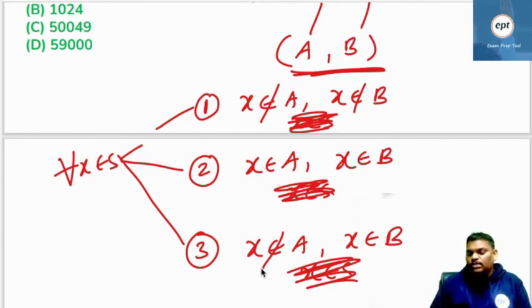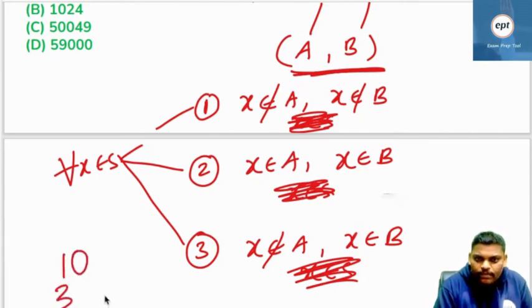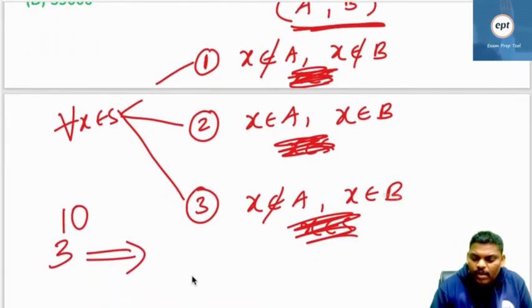Sir, how is it possible? A is a subset of B. It is possible. So for every element, 3 choices are possible, because you have 10 elements. So 3 power 10. For every element 3 choices are possible, so for 10 elements 3 power 10.